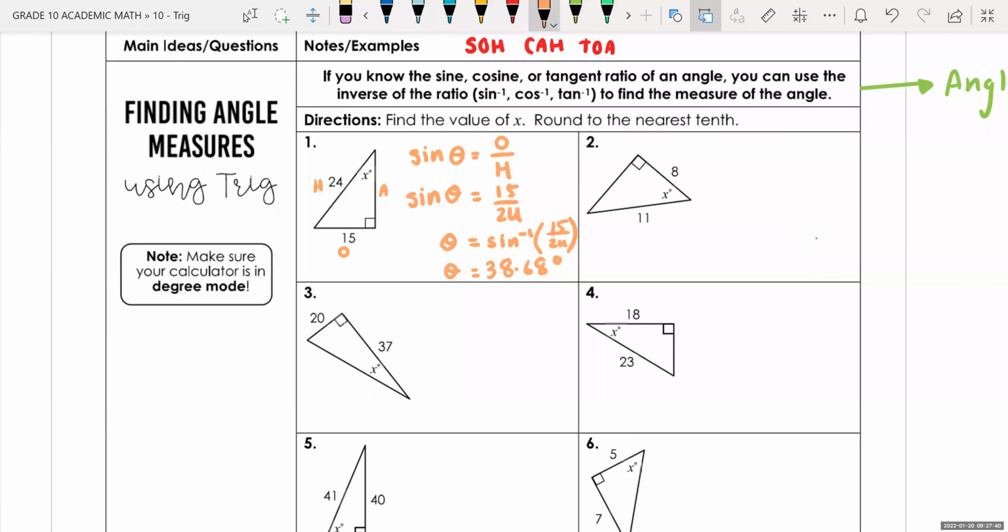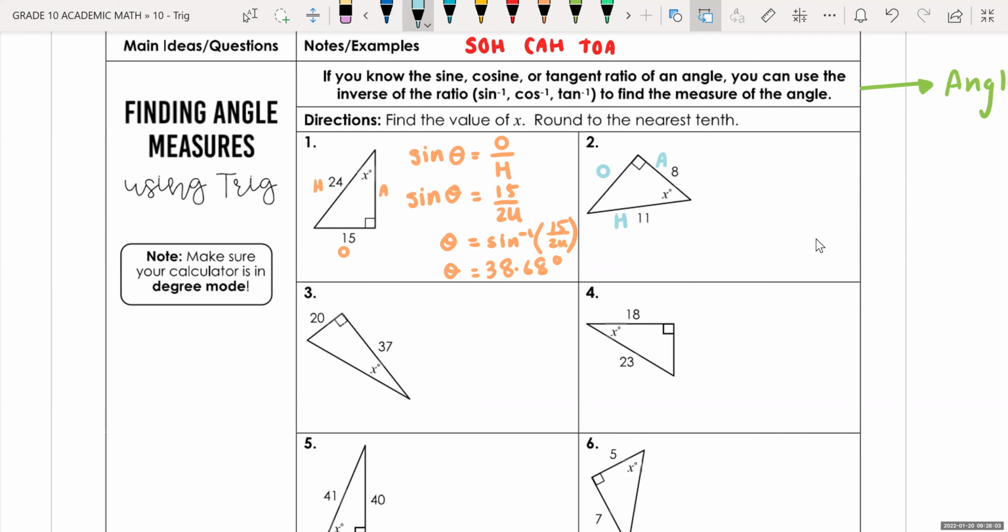Question number 2 says, again, we have X. Let's go ahead and label all of the side lengths according to this angle. So this is opposite, this is adjacent, and this is the hypotenuse. What do you guys think we're going to use, sine, cos, or tan? What was that? Cosine, yeah.